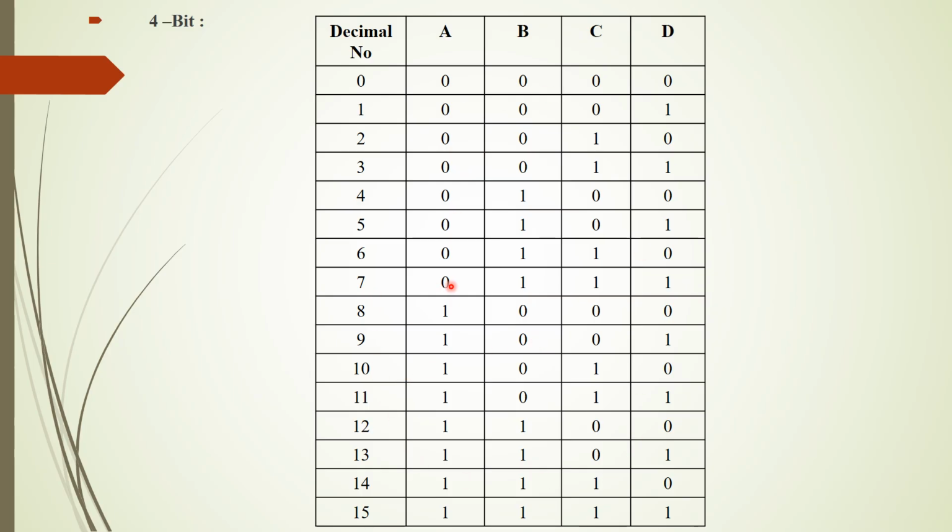Say 7 is represented as 0 1 1 1. Same like that, 10 is represented as 1 0 1 0. 11 is represented as 1 0 1 1. 12 is represented as 1 1 0 0. 13 is represented as 1 1 0 1. 14 is represented as 1 1 1 0. And the last possibility, 15, is represented in binary as 1 1 1 1. That means it is 2 raised to 0, 2 raised to 1, 2 raised to 2, 2 raised to 3. When we solve this, the total is 15.